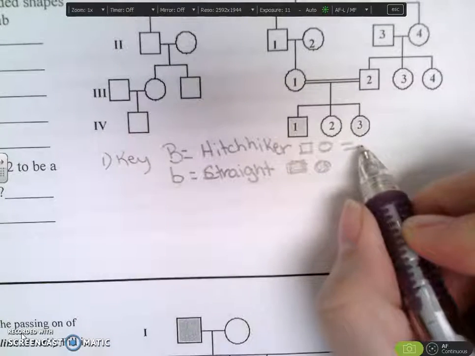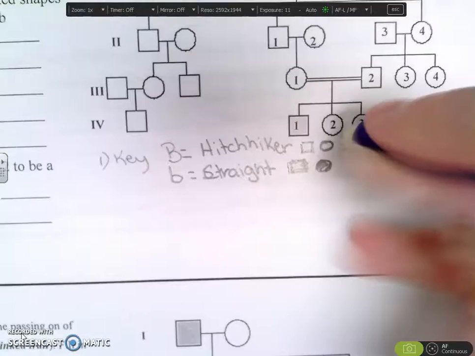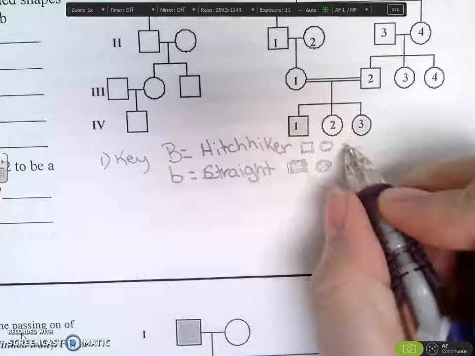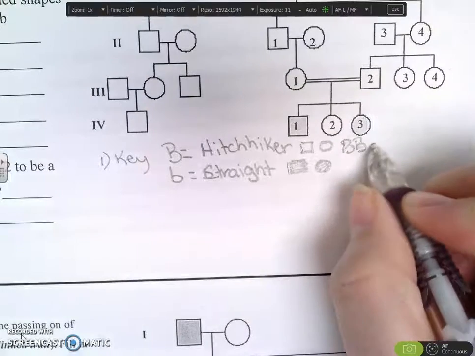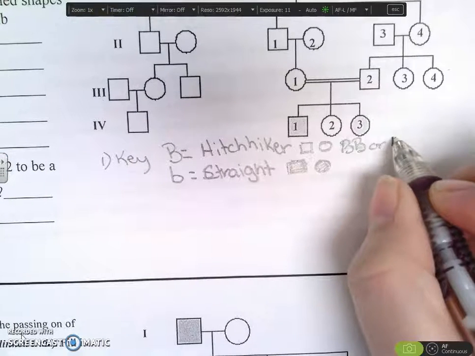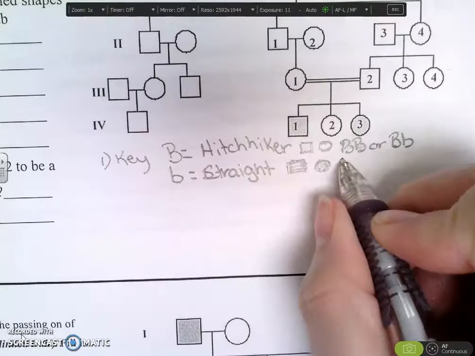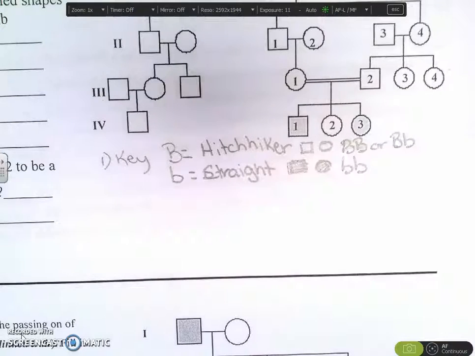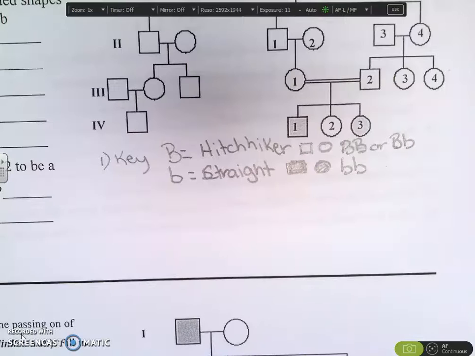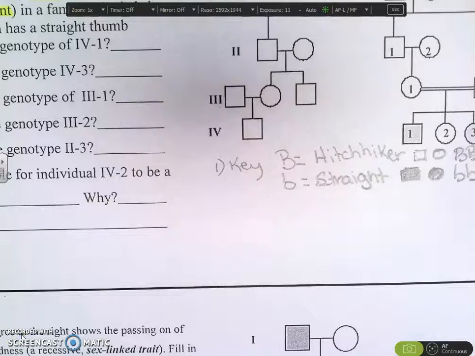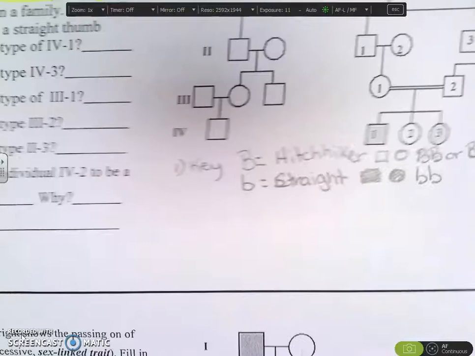I used to have you guys write a key for Punnett squares, and I want you to go ahead and do the same thing. This genotype or this genotype could stand for hitchhiker thumb, whereas only this one could be straight. So your key should look something like that. Get your highlighters out, because at this point I want to show you something, okay?